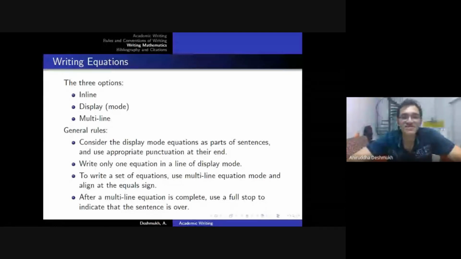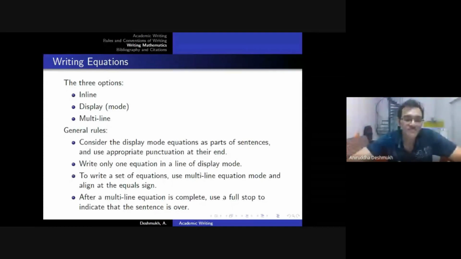So the different rules of writing equations are the following. First of all, we also consider the display mode and multi-line equations as parts of sentences, as I have previously mentioned. And therefore, we have to use punctuation at the end of display mode equations and multi-line equations. Now, if you have to write several equations, suppose you have to write a system of equations, then we do not use the display mode. Then we have to use the multi-line mode and align all those equations at the end of the line.